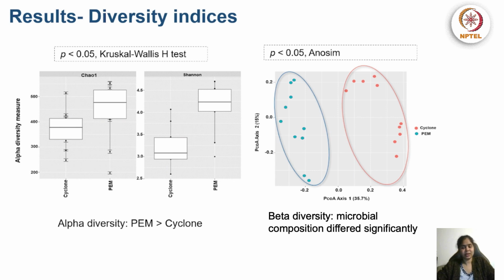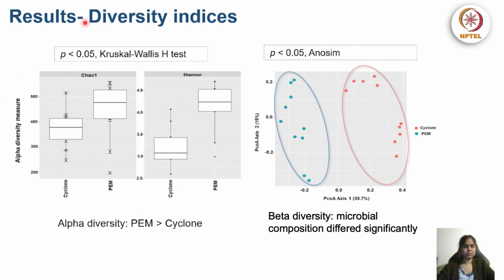We use different diversity indices. There are two common diversity indices, called alpha diversity and beta diversity. In alpha diversity, there are many indices which can be used. I used Shannon and Chao1. They tell how diverse and how rich an environment is.